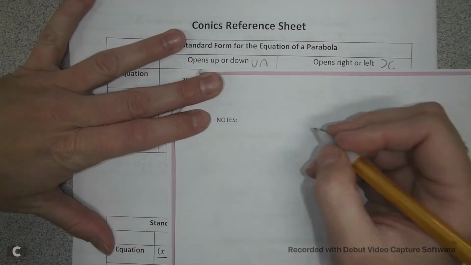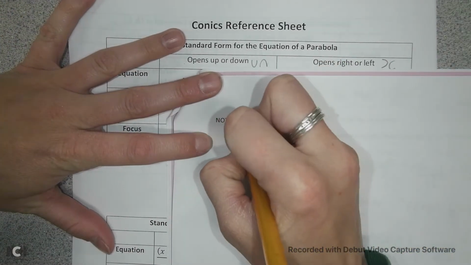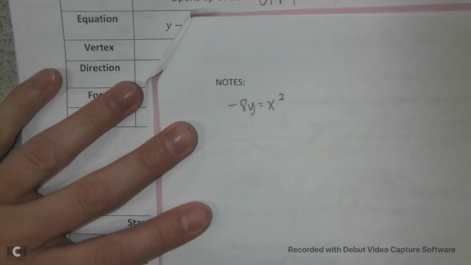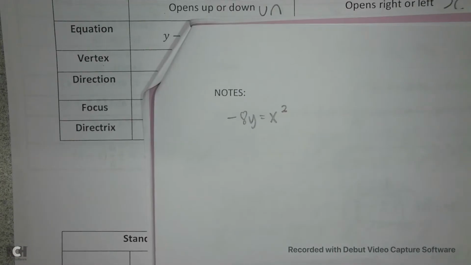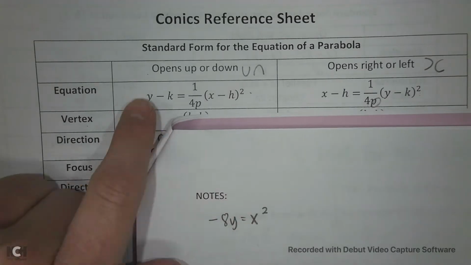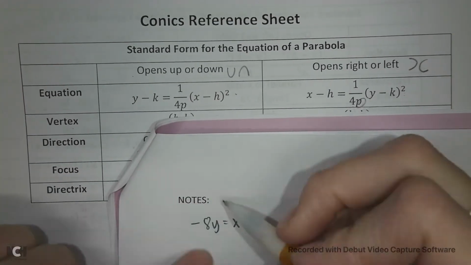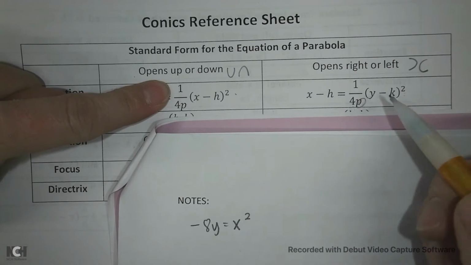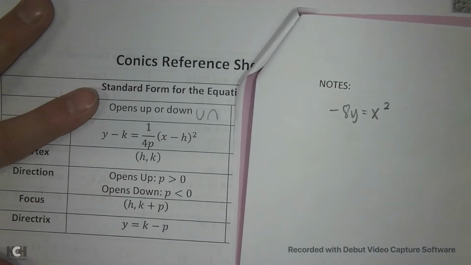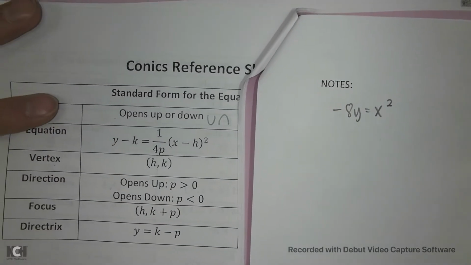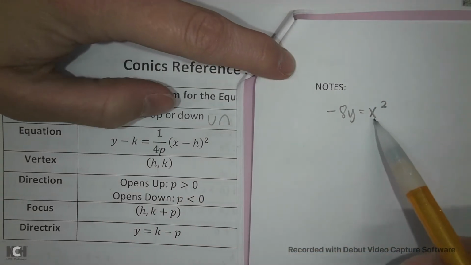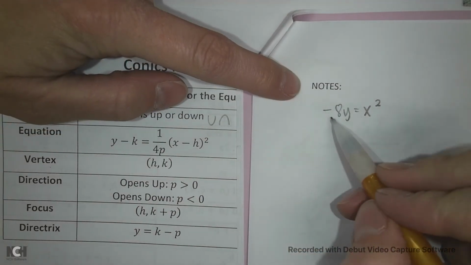Here's our first problem. So we have negative 8y equals x squared. Zoom in a little bit more. Okay, so this guy, we look to see where the squared is to figure out what type of equation it is. The squared is with the x, so it's going to be on the x side. So we're going to ignore this right-hand side for right now because we don't need him. We'll come back to him. We need him eventually.